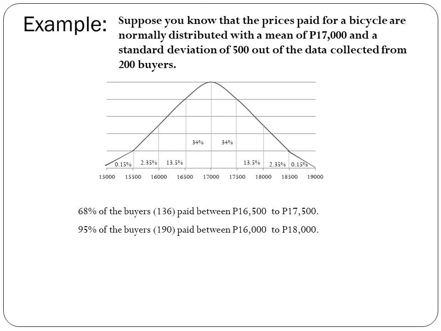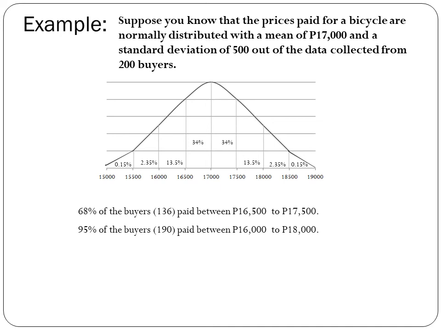So that's 16,000 pesos to 18,000 pesos, and if you are going to add those numbers, 13.5%, 34%, 34%, and 13.5%, that will give you 95% of the buyers, or 190 out of 200. So that is how to interpret. These are just a few of the things that we are going to interpret.